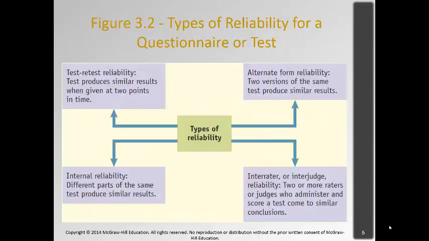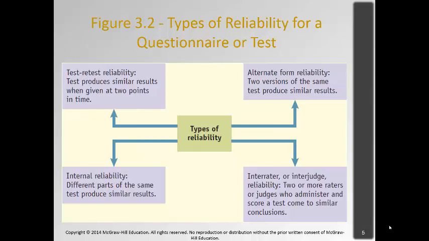There are also different types of reliability for a questionnaire or test. Those of you who take psychometrics or test measurements will learn a little bit more about this in greater detail. But we have test-retest reliability, so that the test produces similar results when given at two points in time. Again, we would expect this from an IQ test, because your IQ doesn't vary a lot across time. It's more of a stable construct. But something like depression, if you give it to somebody two years apart, if they're no longer feeling depressed, you might see changes. So test-retest reliability depends on the stability of the construct.